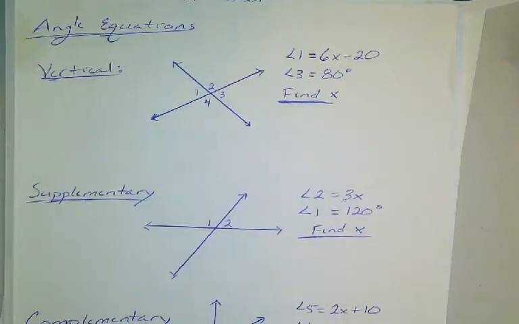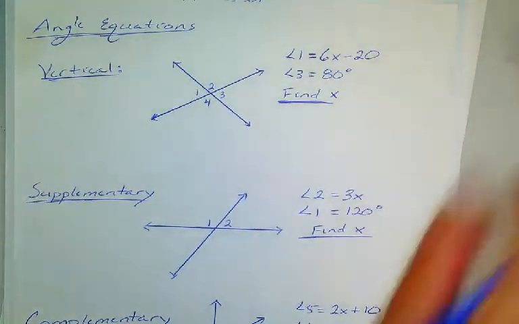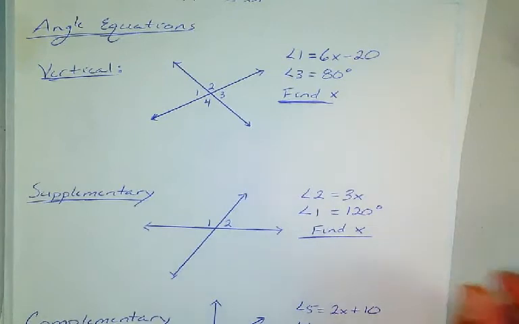Math people. Today's lesson has to do with angle equations. In particular, when we have vertical angles, supplementary angles, and complementary angles. Last week we learned about those three different angle relationships. This week we're going to combine those relationships with our algebra skills. We'll do three examples, and this will definitely help you on this week's homework assignment.